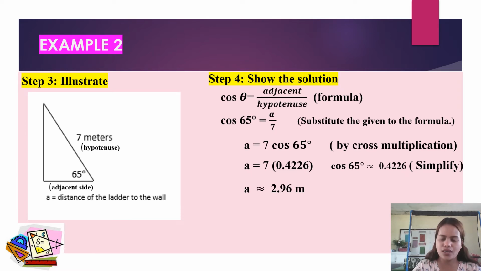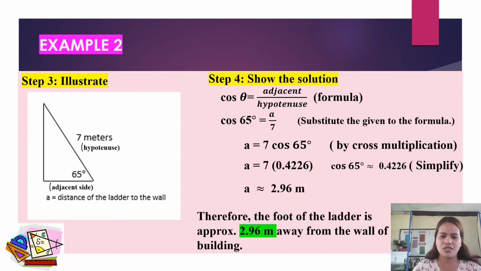So, the answer is approximately 2.96 meters. So, therefore, the foot of the ladder is approximately 2.96 meters away from the wall of the building. Okay, naintindihan na po ba? Okay, very good. Let us proceed to the next example.